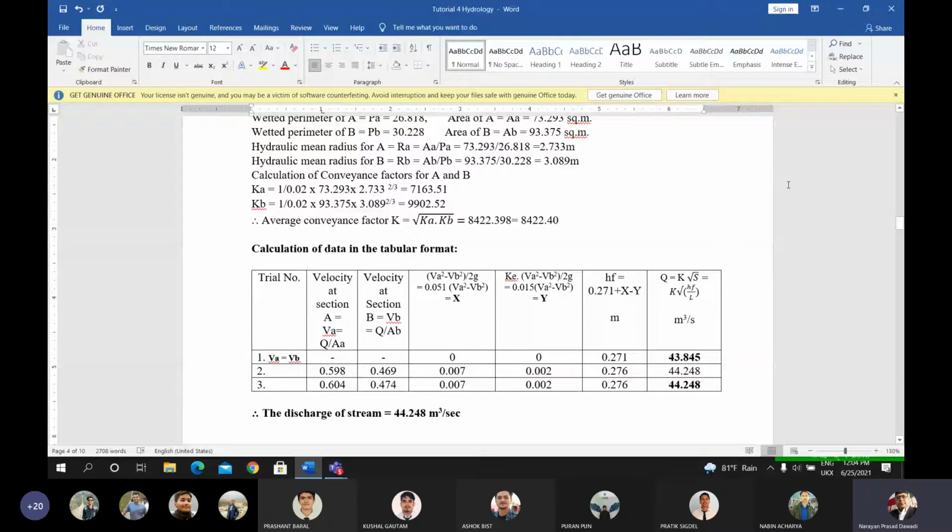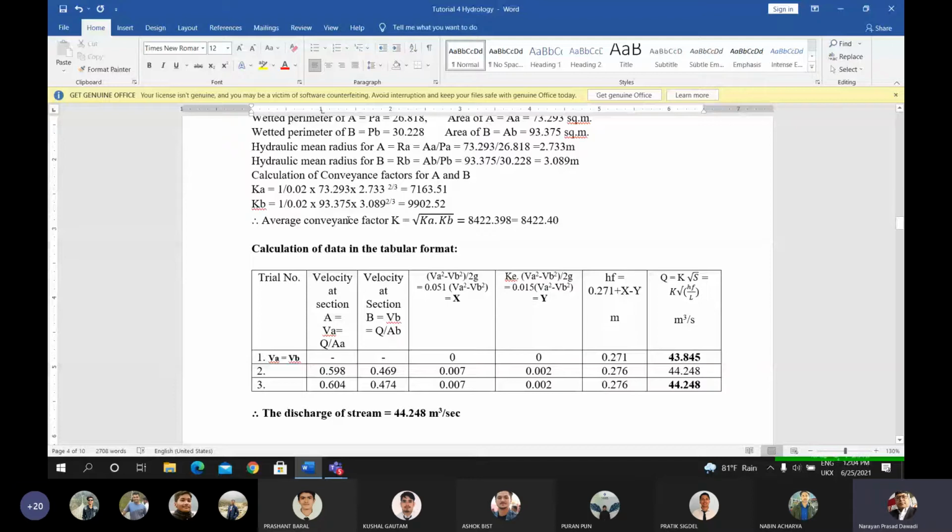The bed slope of the river is nothing but the frictional head loss divided by the length of the section. Under root S is under root HF by L. The K value is already calculated as 8422.40 here.